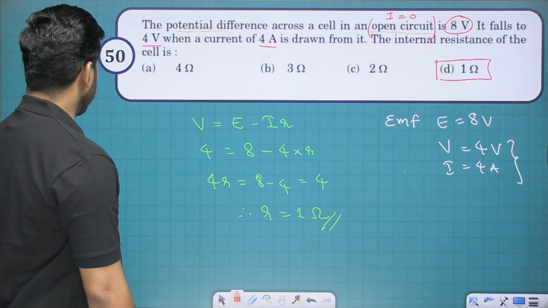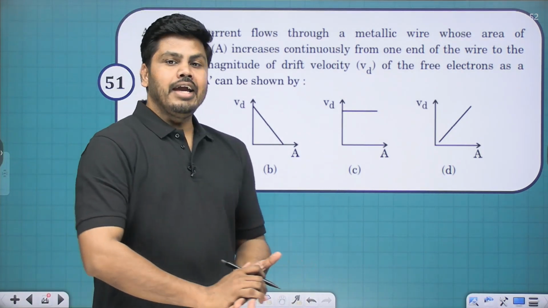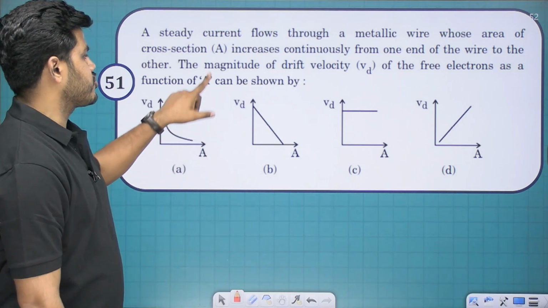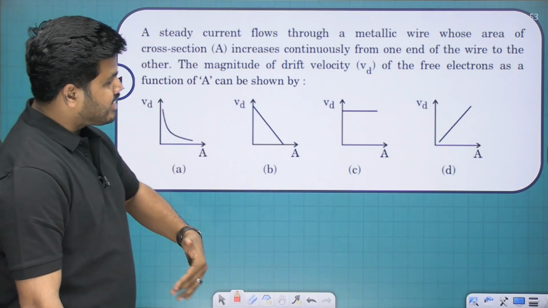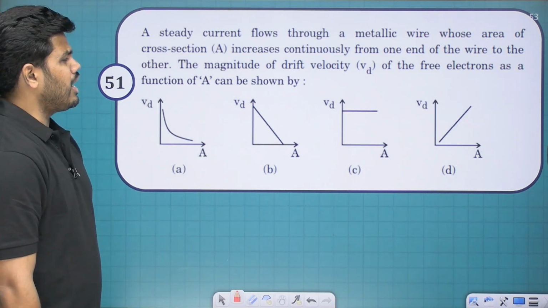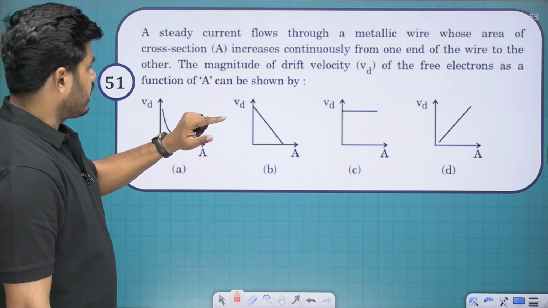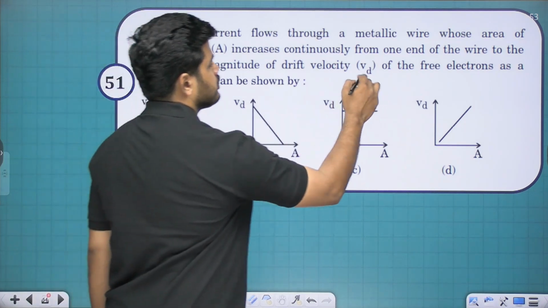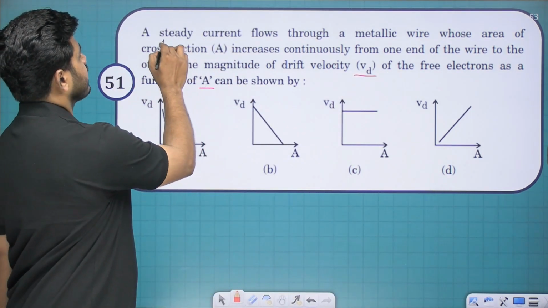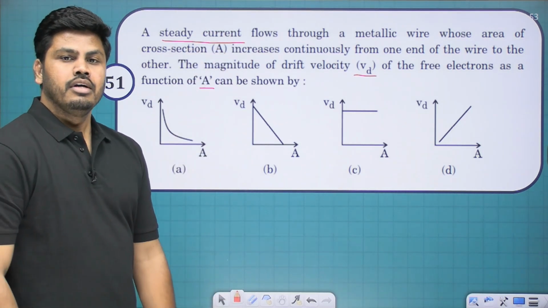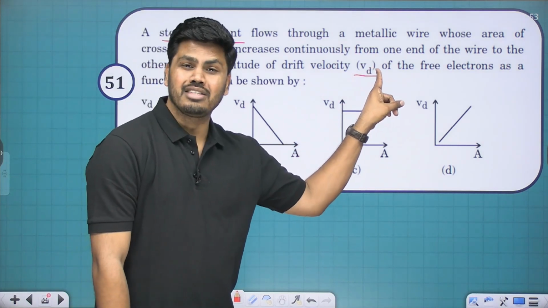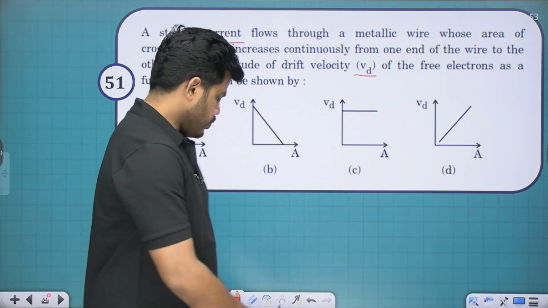Okay, let's move on to the next, 51. A steady current flows through a metallic wire whose area of cross section A increases continuously from one end of the wire to the other. The magnitude of drift velocity of free electrons as a function of A. Drift velocity as a function of A. Yes, a steady current flows through the conductor. Can you just relate current, cross-sectional area and drift velocity? Yes, we have an equation.